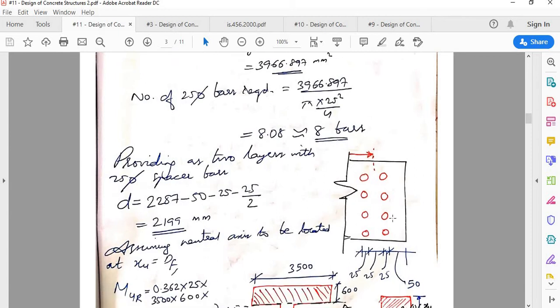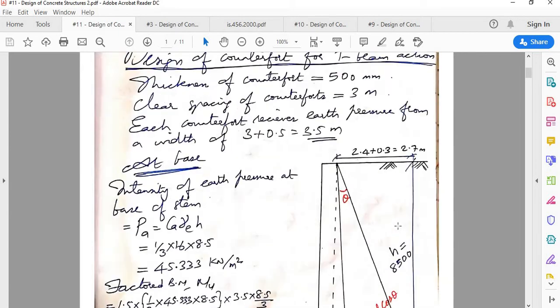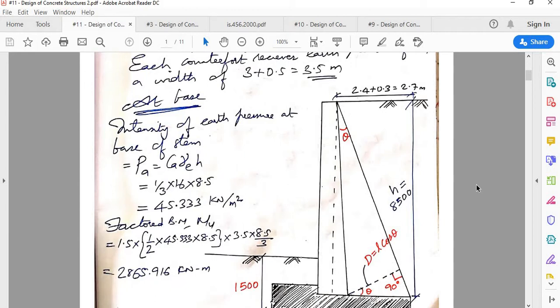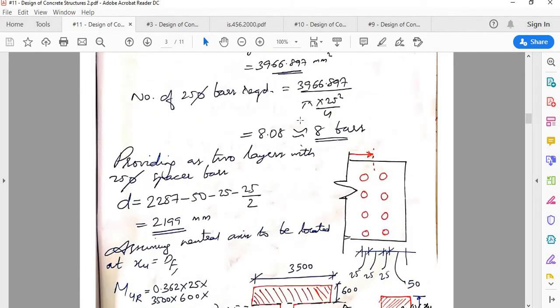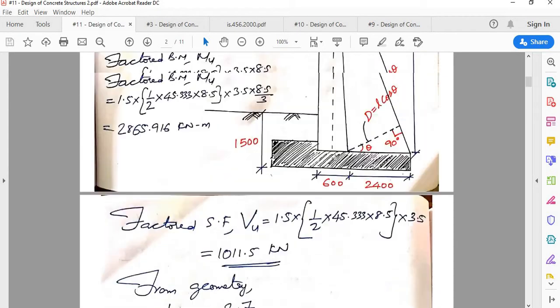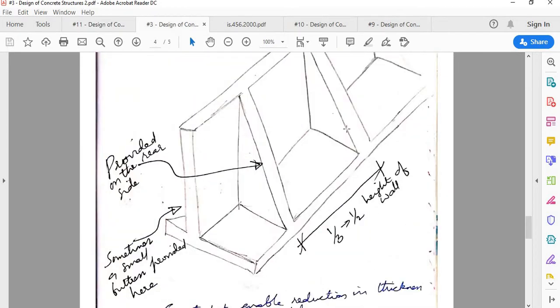Remember, these 8 bars have to be provided on this edge, because soil is applying a force along this direction. So this edge, which is the inclined face, will be subjected to tension. So those 8 bars of 25 dia have to be provided along the inclined face. That is what I have shown here. So you have got 8 bars. Let us assume that you are providing them in 2 layers. Remember its width is 50 mm. Sorry, 50 centimeter. This width of the counterfort is 50 centimeter.